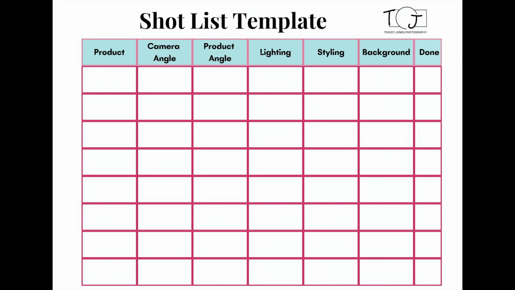Well, I've made it really easy for you with this shot list template. All you have to do is download it, the link is in the description, then fill in each of the columns. Make sure you have it nearby when you're taking the pictures so that you can refer back to it. Using this template will help to keep you on track, stop you from forgetting anything, and save you time by ensuring that you get the images you want without the need to reshoot.